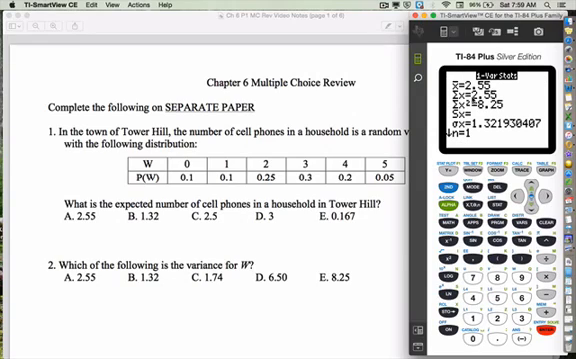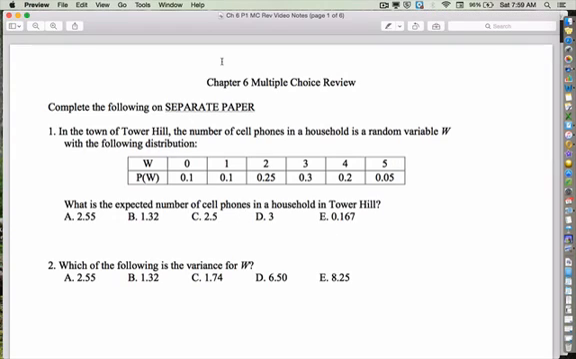And then my mean is my X bar value on the top here. And my variance is not on here. So for letter A, I want 2.55. For the variance, I need to take this standard deviation, 1.32, and square it. So then the variance I want is 1.74. So A is my answer for number 1. C is my answer for number 2.